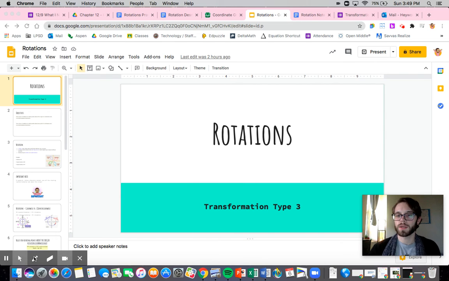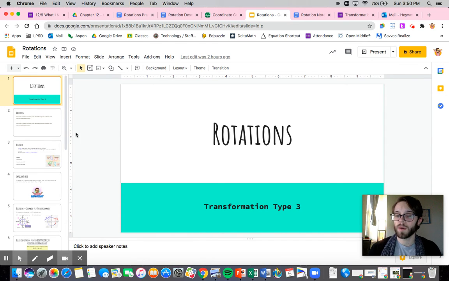Hi, everyone. Just wanted to take a moment to go over the third and final type of rigid transformation, or congruence transformation, if you've heard that terminology. And this is going to be the rotation. So this is kind of the turn, right? So we had the translation, which was the slide or the glide, the reflection, which was the flip, and now we're at the turn, the rotation.